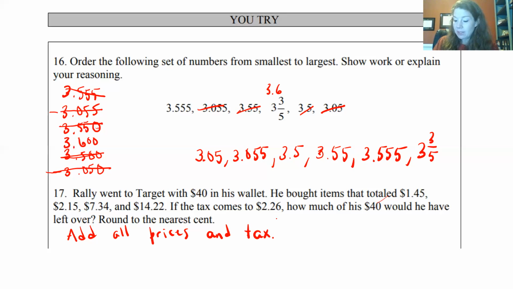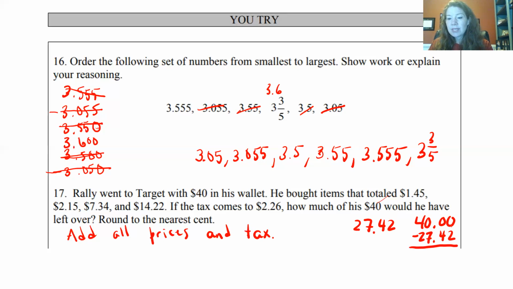So I'm just going to do that with my calculator. I'm going to add 1.45 plus 2.15 plus 7.34 plus 14.22, and then our tax comes to $2.26. So we spent a total of $27.42. Hope you got the same thing. I hope you got the same number. But then it asks, what would we have left over? If he had $40, what would he have left over? That's a subtraction problem, right? So we're going to subtract how much he spent from how much he started with.